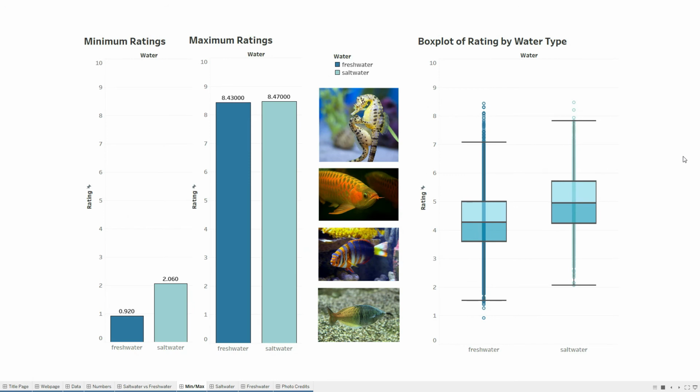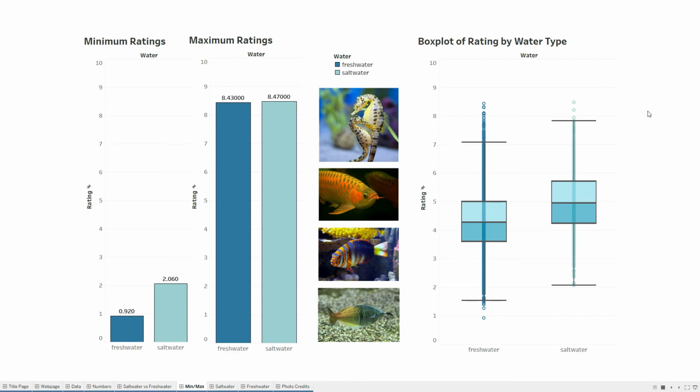Looking at the lowest and highest rated pictures for both freshwater and saltwater, we can see that there is a bigger difference between the minimum values of the different water types as compared to the maximum values. The highest rated pictures for both freshwater and saltwater had very similar ratings, 8.43 as compared to 8.47. However, there's a much bigger difference in the lowest rated pictures, 0.92 as compared to 2.06.